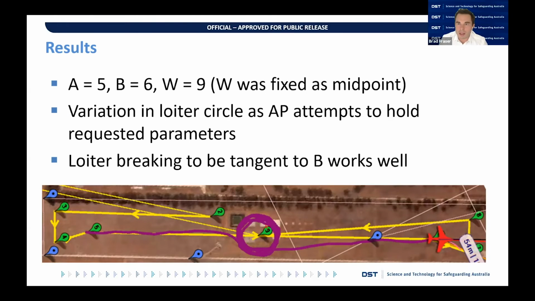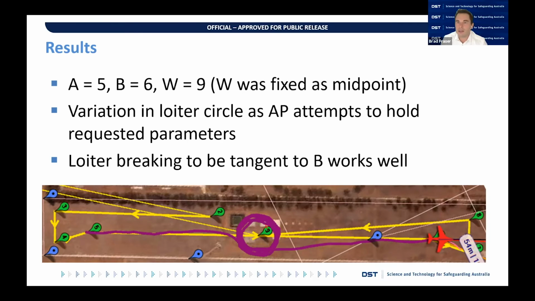The bottom image in this slide shows the outcome of a single run of a real-world experiment generated using mission telemetry. Waypoints 5 and 6 represent A and B, while waypoint 9 represents W. To facilitate testing in this scenario, W was fixed as the midpoint between A and B, just to make things a bit more deterministic, so we knew what was actually going on and where the aircraft should go. That wasn't calculated by the optimizer.